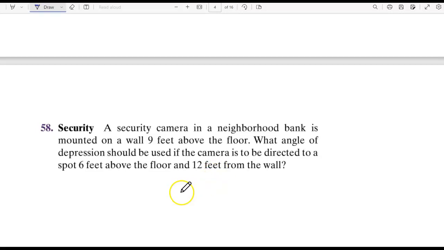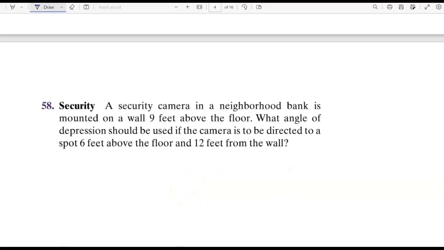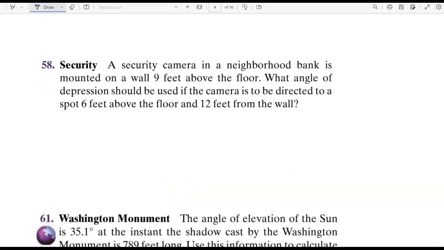So let's draw a picture of what's going on. So here's my floor. Here's my wall. We have a camera that's mounted here, and this is 9 feet above the floor. So this line down here is the floor. So we want to be 12 feet from the wall and 6 feet from the floor.